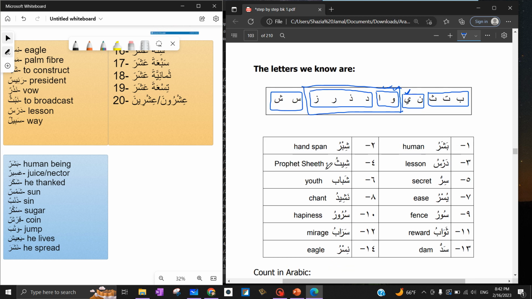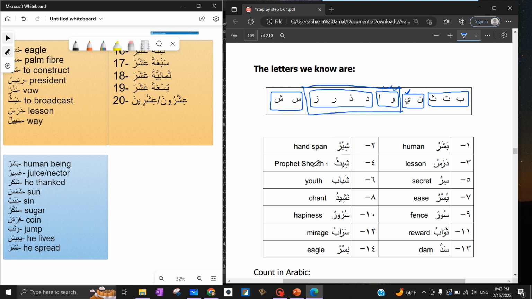So let's see some vocabulary. Basharun, human. Dars is lesson. Sirrun, secret. Yusrun, ease. Sur means fence, and Thawab means reward. Saddun means dam, the dam built on the river. And Shibrun, handspan, the span of your fingers that you use to measure things. The distance between the middle finger and your thumb is known as handspan.